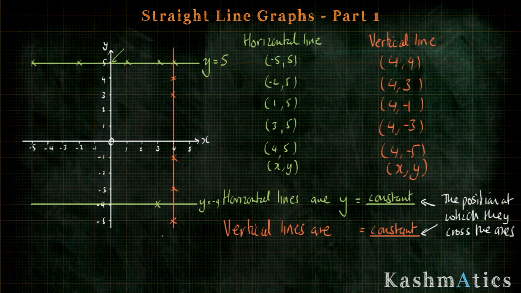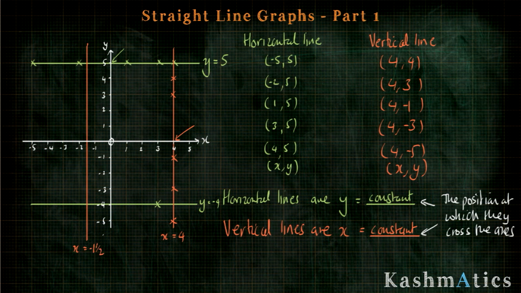Okay, so this line would be called x equals 4. And it crosses the x-axis at 4. Okay, so if you want a rule for vertical lines, it's always x equals some constant, and that constant is the point at which it crosses the axes. So let's draw another one over here. Okay, and I've drawn that at minus 1.5. So this would be x equals minus 1.5.